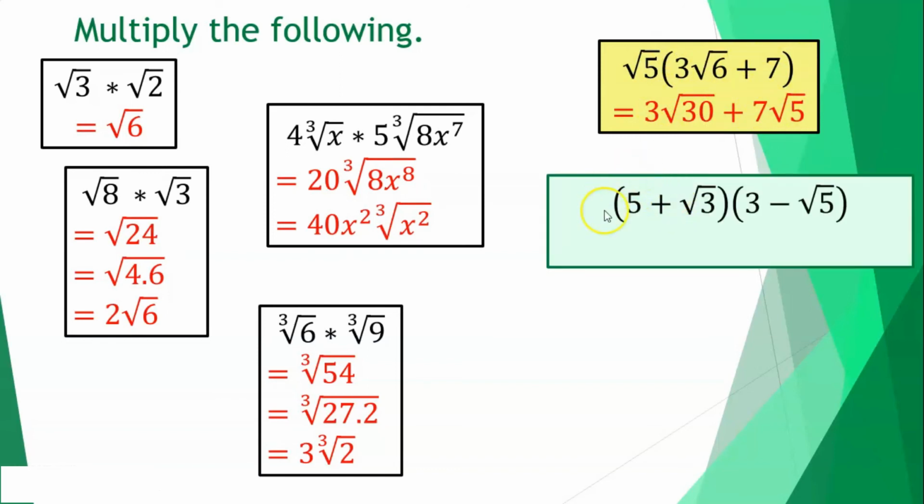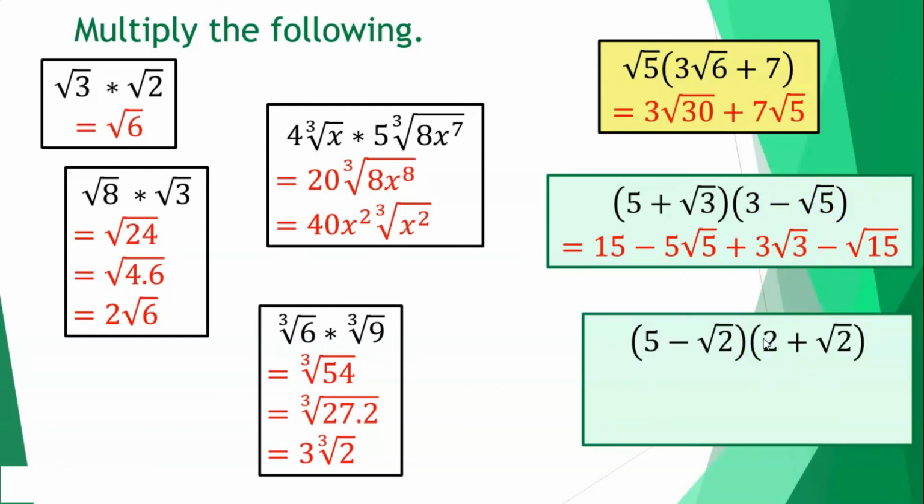Okay, next. This one, these two here are binomials. So you can use the FOIL method to simplify this. So that would be 5 times 3, that would be 15. 5 times negative square root of 5, you'll get this. Square root of 3 times 3, that's 3 square root of 3, and square root of 3 times negative square root of 5, that would be negative square root of 15.